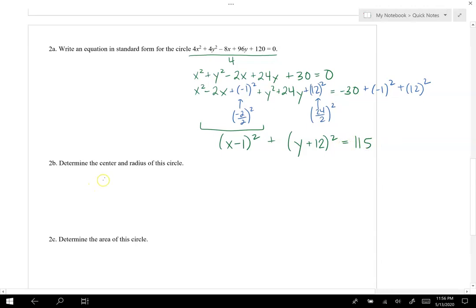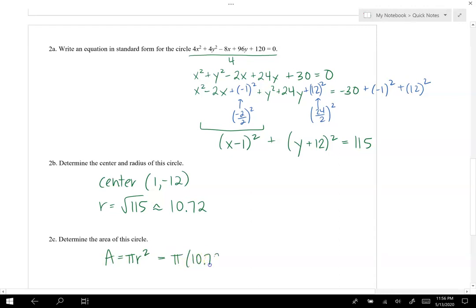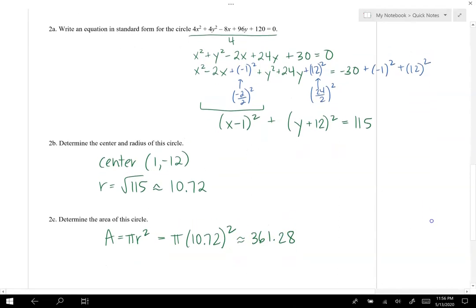Okay, so center is 1, -12. Radius is the square root of 115. If you give me a decimal for that, rounded to 2 places, it's 10.72. Then your area is pi r squared, so pi times 10.72 squared is about 361.28.